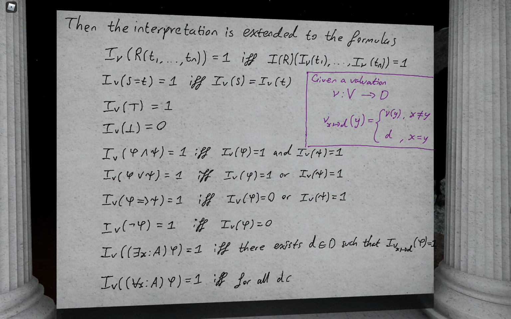Okay, so the interpretation for for all X phi evaluates to 1 if and only if for all of the elements inside the domain, once we amalgamate the valuation accordingly and evaluate phi, we get 1. Okay, great. Should we do an example formula?